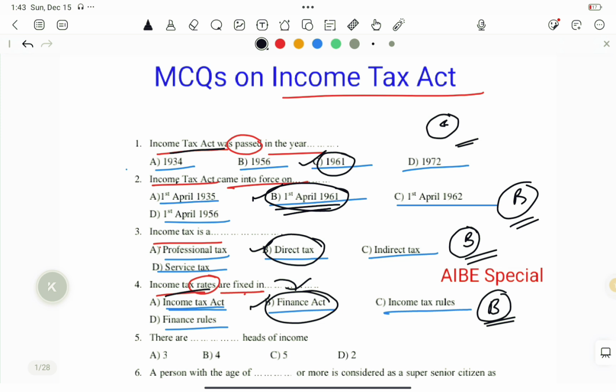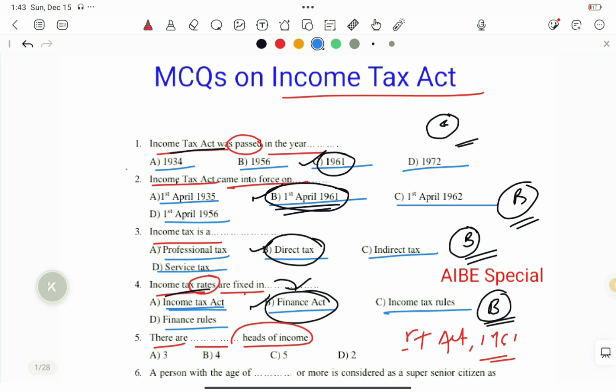Okay, so now moving to next question. So the next question is, there are dash heads of income. How many heads of income are given in our Income Tax Act 1961?